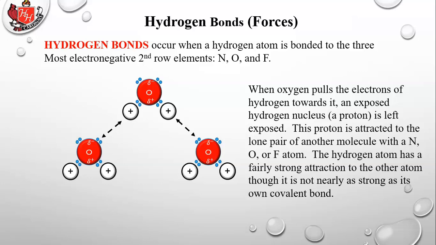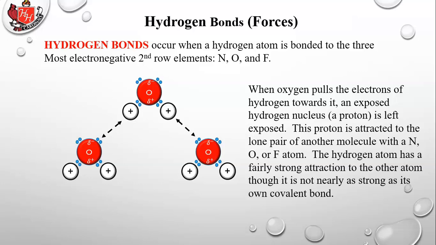So what that means is those positive charges sticking out, those nuclei of the hydrogen atoms, can be attracted to the lone pair electrons of another water molecule, such as the two down below. So let me continue to read. This proton is attached to the lone pair of another molecule with a nitrogen, oxygen, or fluorine atom as the central atom. In this case, all three of the molecules that you see there have oxygen as the central atom.